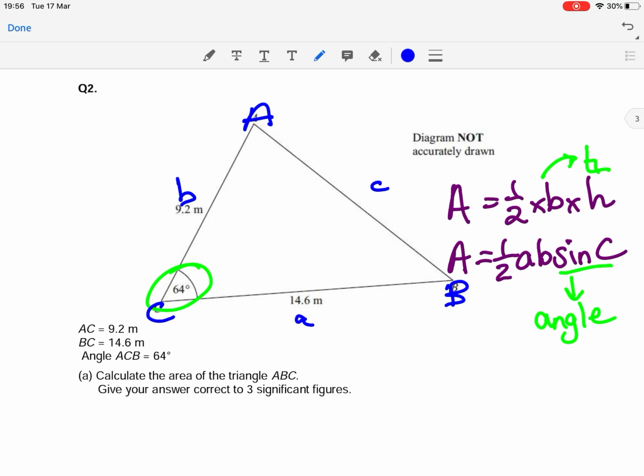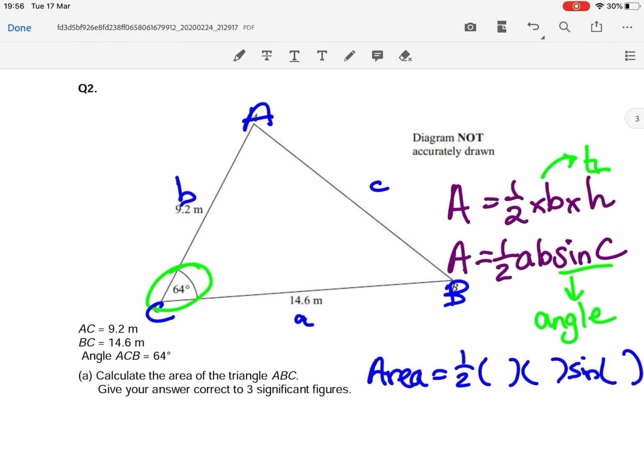Now this becomes basic substitution. So I'm going to say the area equals a half, bracket, bracket, sine, bracket. And I'm just going to drop my numbers in. So, little a here, 14.6, little b, 9.2, and sine 64. And that just gets put straight into my calculator exactly as you see it on your page.